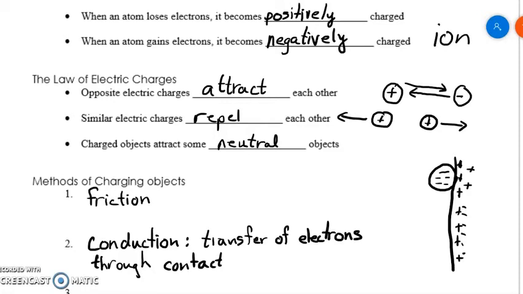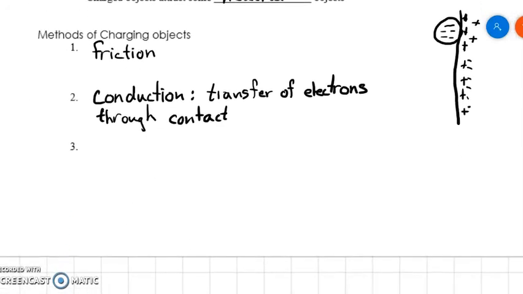Okay, so for instance, if you plug something into the wall, the prongs of your plug are contacting the electrical contacts on the inside of your wall socket, and so electrons are transferring from your wall socket to the plug that you're plugging into it. That would be conduction. The last one is induction.